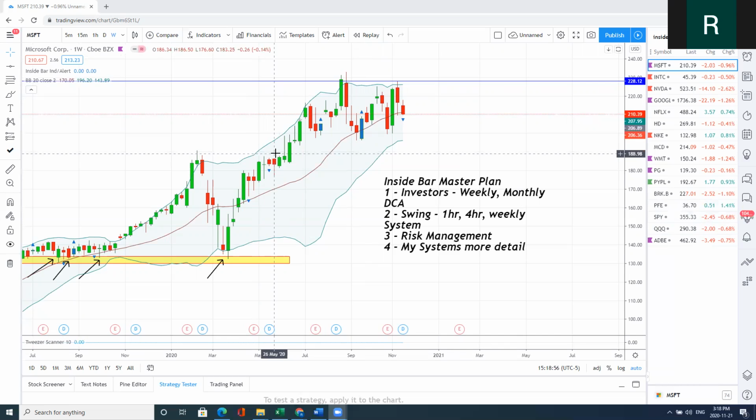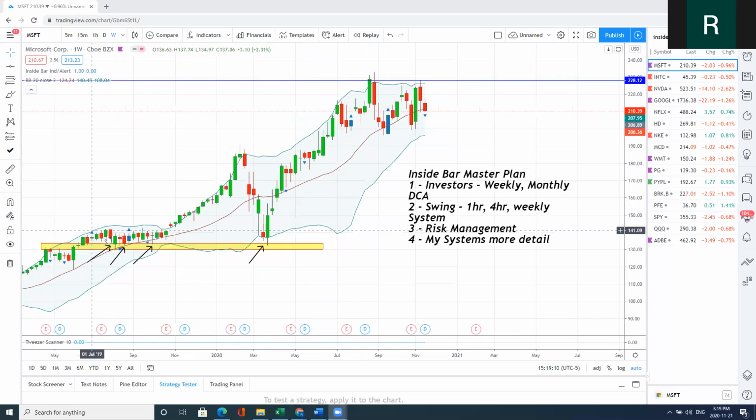So what we're going to do is have a certain amount of money that we put into each one of these. Let's say we make 2,000 a month, we have 2,000 disposable that we can add, and we're going to split it amongst these. We're going to go to the weeklies and look for inside bars where we can add on the break, and we're just going to keep doing that. And we can also do that on the monthlies.